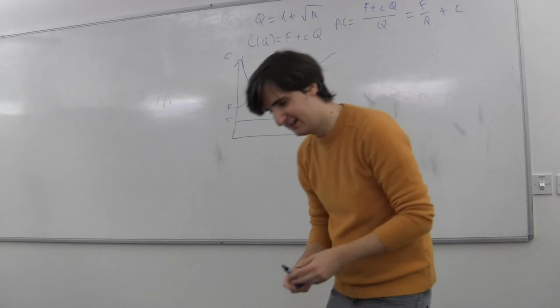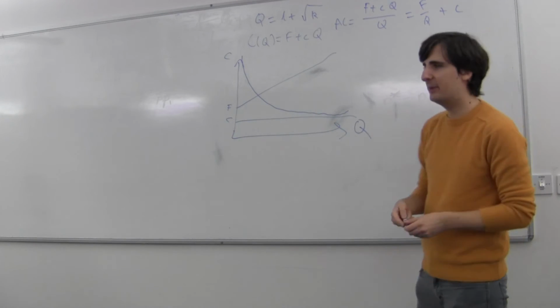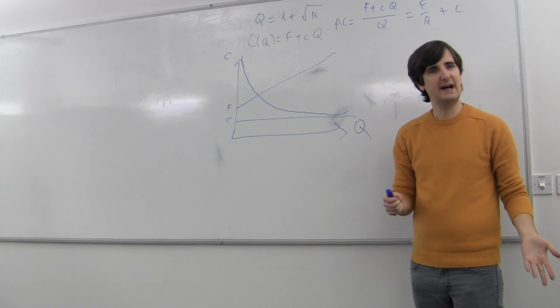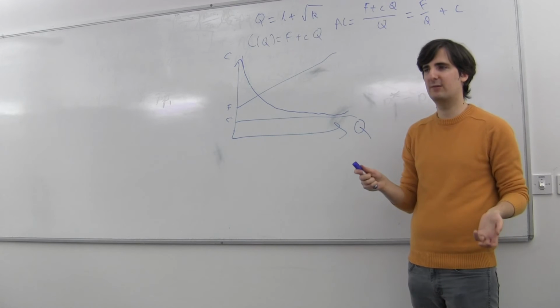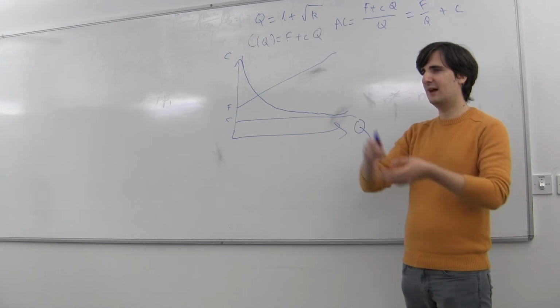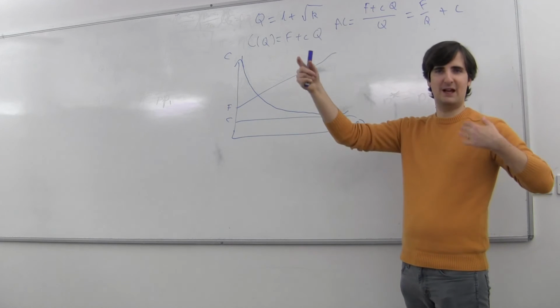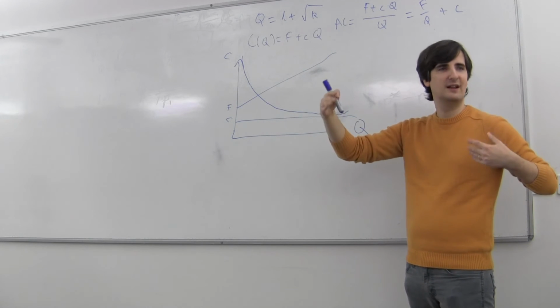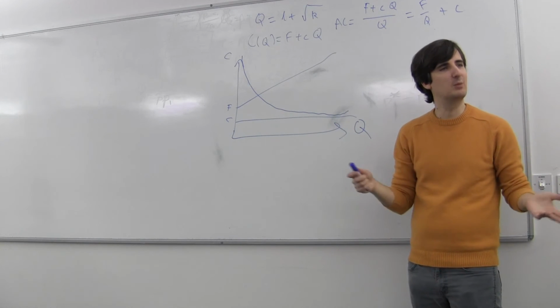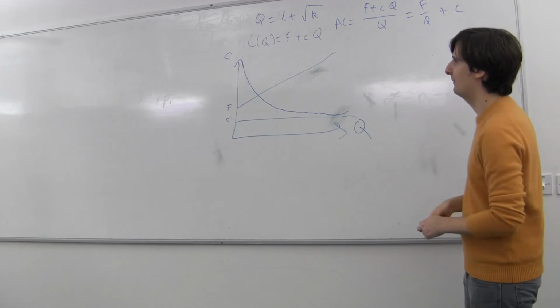So if you double the inputs, how much do you get out? Well, before, some of those inputs were being wasted in the fixed cost. So you double the inputs, and now a lower share of your total input is going to the fixed cost. So you're actually getting more out proportionally. Does that make sense?